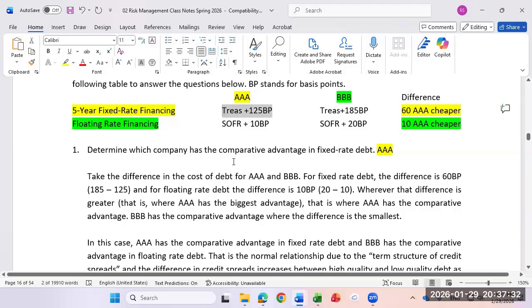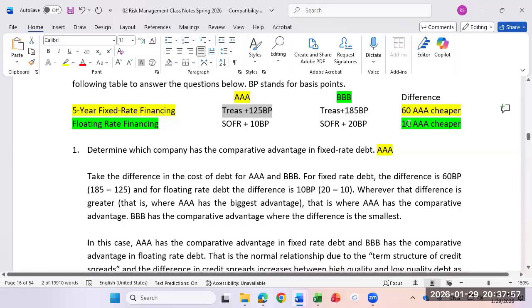AAA has a big advantage when they borrow fixed rate, but they may not want fixed rate. So what they're going to do is they're going to borrow fixed rate and then they'll swap to floating rate. So they're going to take advantage of their 60 basis points cheaper, borrow on fixed rate because that's where they normally borrow. They have a big advantage there, but they really want floating, so they can use a swap to switch to floating. I'll show you how they do that.